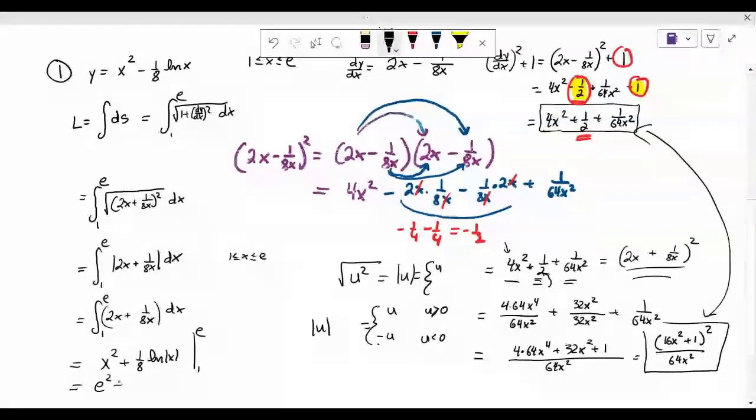So, okay, you get some interesting answer, right? Okay. We'll come back to that when looking at surface area. Oh, this is polar. So, example 2.